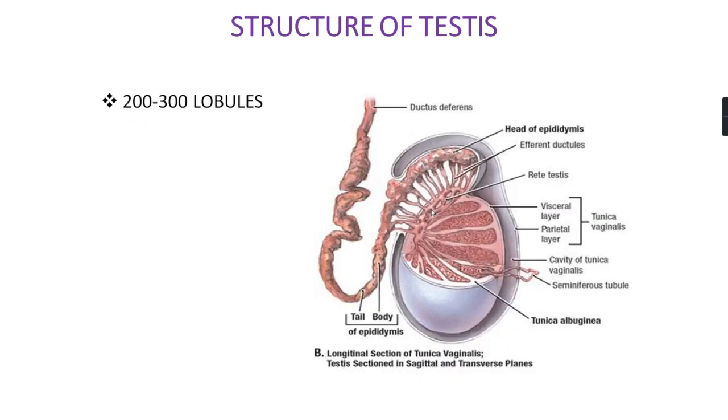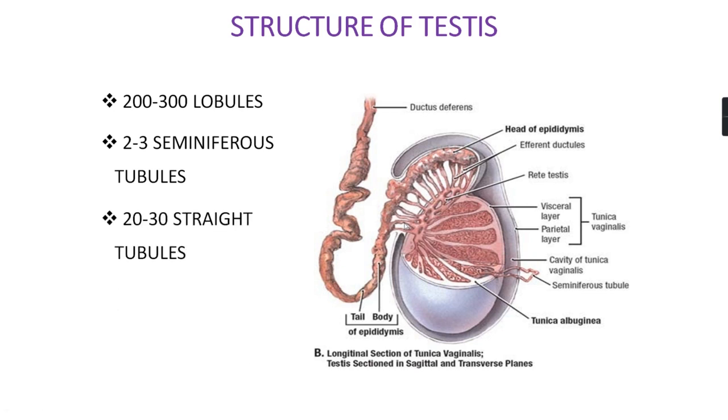See, now we'll see the structure of the testis. As I told you, because of the septa, the testis is divided into 200 to 300 lobules. In each lobule, there are 2 to 3 seminiferous tubules. So ultimately 400 to 600 seminiferous tubules are there in the testis. And if we stretch one tubule, the length of one tubule is 60 centimeter and its diameter is 0.2 millimeter.